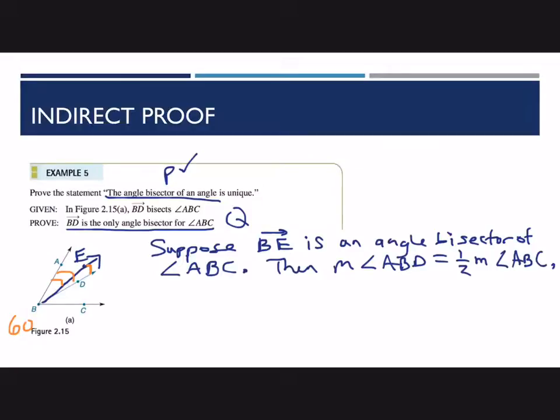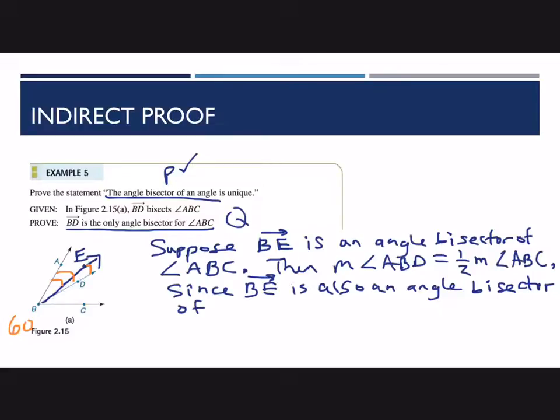All right, and then since BE is also an angle bisector, it is also an angle bisector of angle ABC, then the measure of angle ABE is also 1/2 the measure of angle ABC.